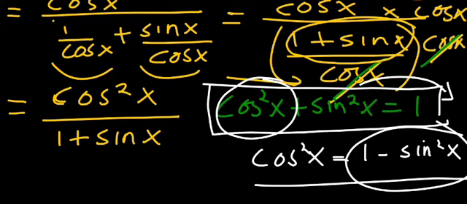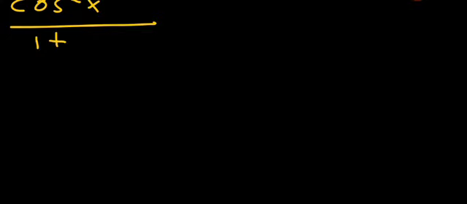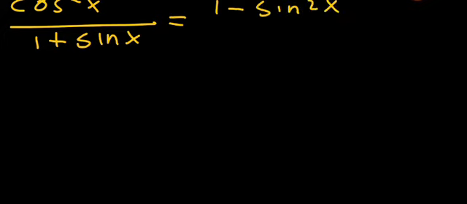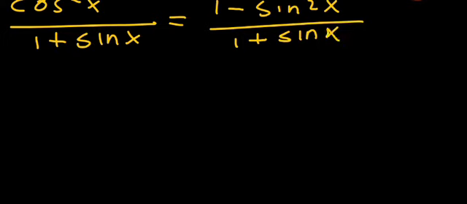Okay? So let us make another page, okay? So we said we have got cos squared x over 1 plus sin x. And then where there is cos squared x, we are going to replace it with 1 minus sin squared x, giving 1 minus sin squared x over 1 plus sin x.